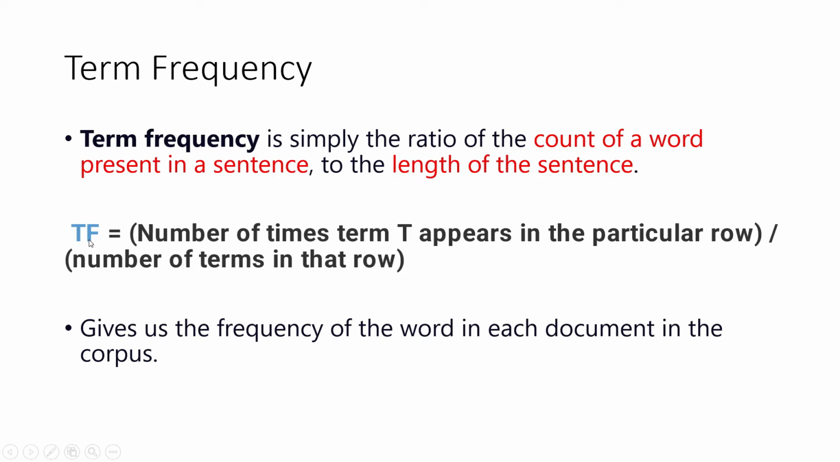If I denote the term frequency with TF, then it is the number of times a term appears in the particular row divided by the overall total number of terms in the row. It gives us the frequency of the word in each document or text in the corpus.